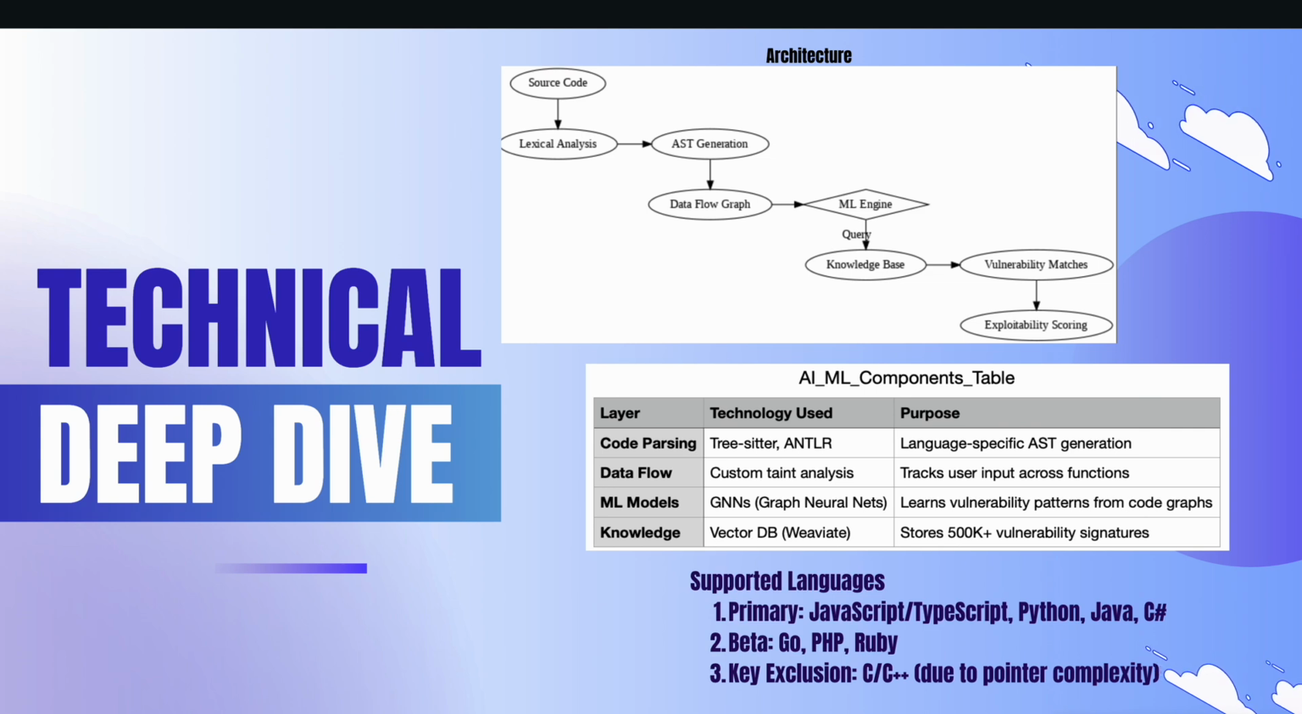The architecture is not that hard to follow. We have source code with lexical analysis, in which we have generation of the AST, and as I mentioned, it has a data flow graph with an ML engine, and it gains knowledge from a knowledge base with vulnerability matches, and it produces a certain scoring. Here you can find the layers of technologies with their purpose, and supported languages. As you can see, the main languages used for backend are here.